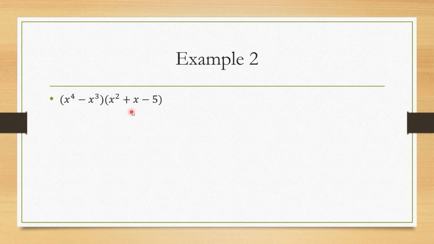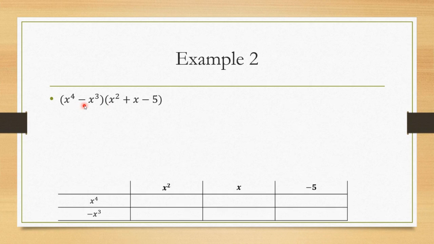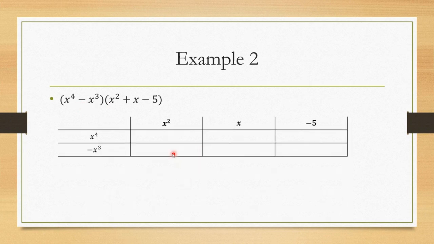So here I have 3 terms. We get 3 columns. The first polynomial, each term gives us a row, and that's what we get here. Again, you could use the first polynomial here for the columns. So in that case, you would have x to the 4 as a column, x minus x cubed as a column. You could do that, and then these would give you the rows.